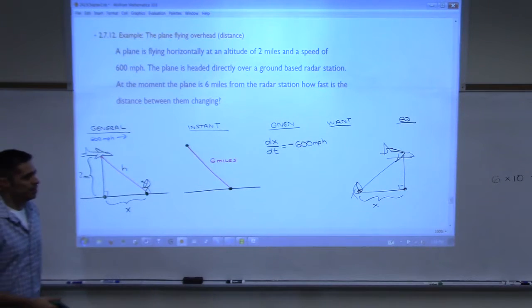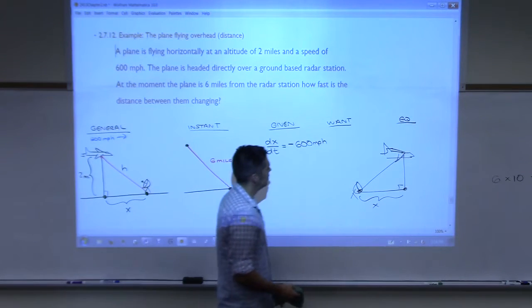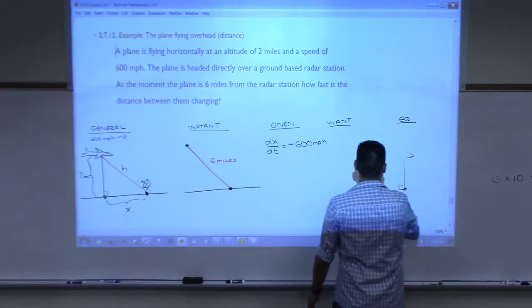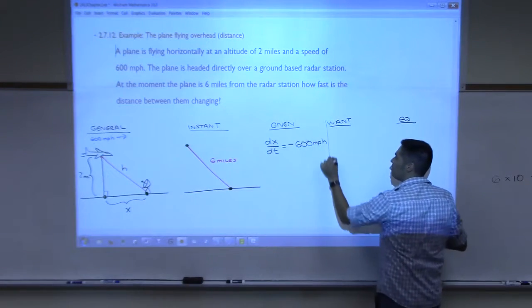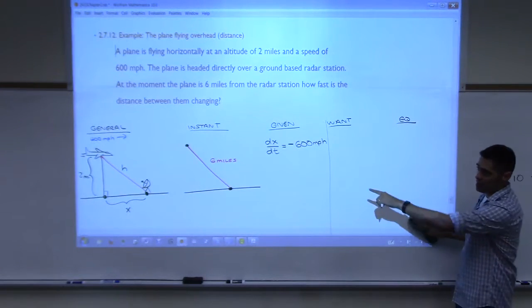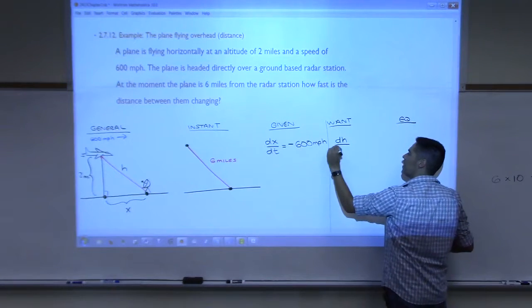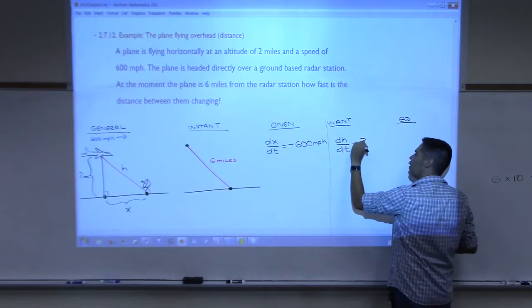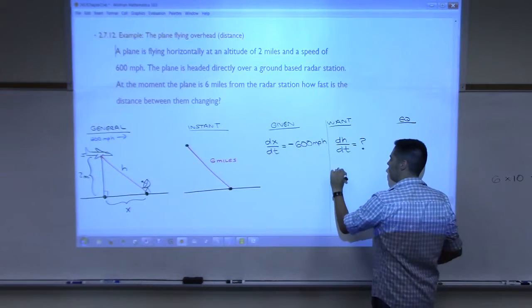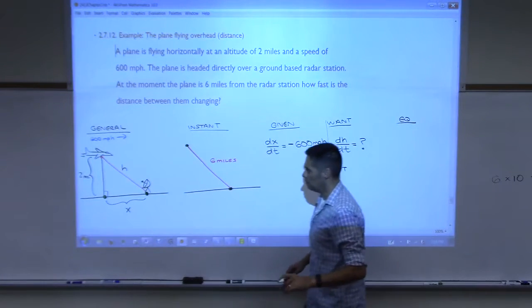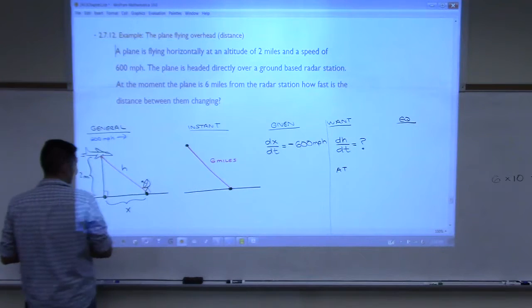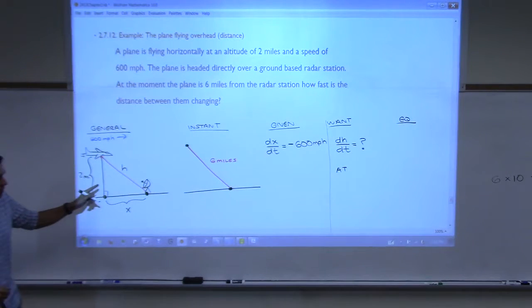All right, what do we want? The rate at which the distance between them is changing, which is the h variable, isn't it? We want dh/dt. How fast is that h changing with respect to time? When do we want that? At h is 6 miles.